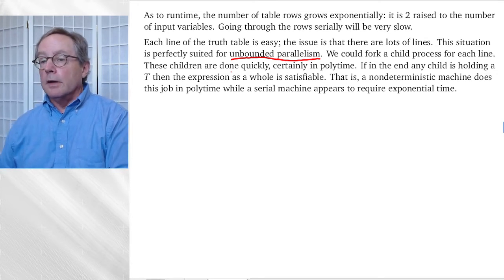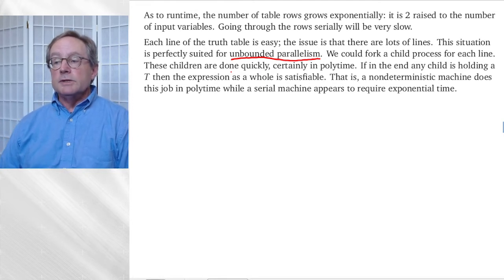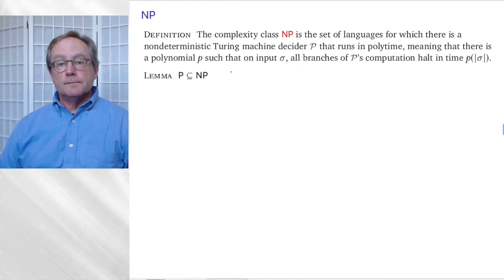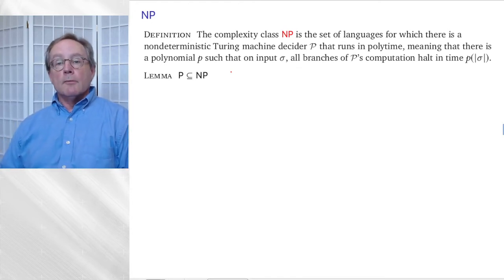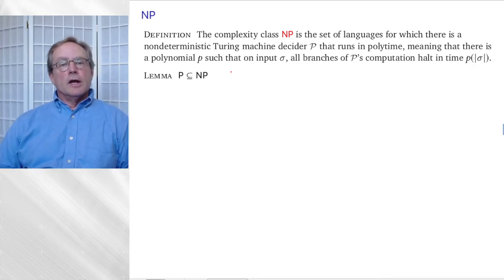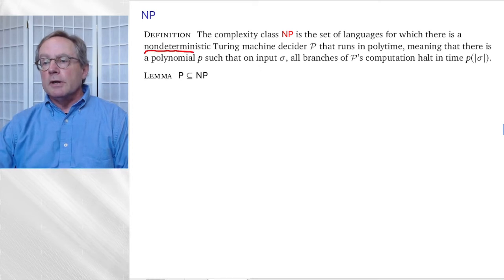Okay, so the non-deterministic machine does this job in polytime, while a serial machine appears to require exponential time. That anyone can figure out today, a serial machine requires exponential time. Okay. So I'm ready to talk about the complexity class. Finally got to the complexity class, the second most important complexity class, the complexity class NP, which is the set of languages for which there is a non-deterministic Turing machine, decider P, that runs in polytime.